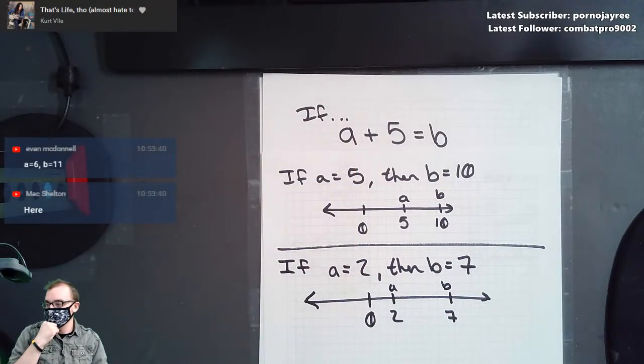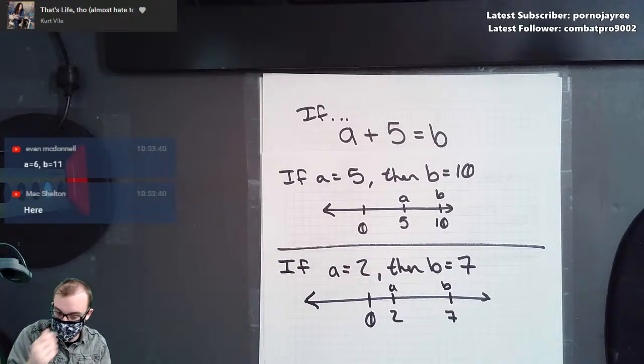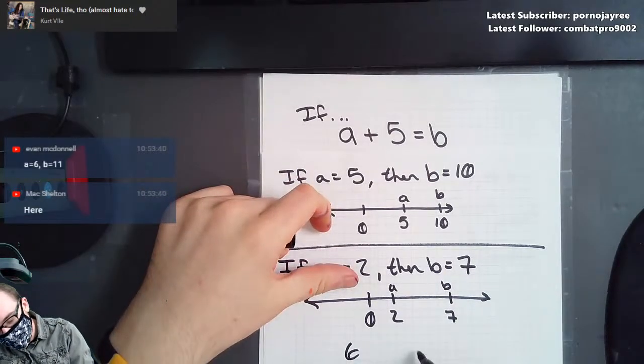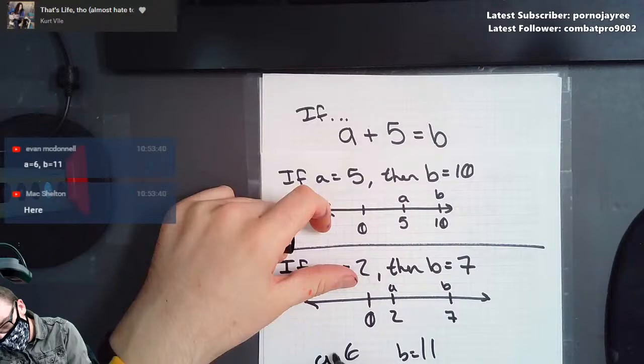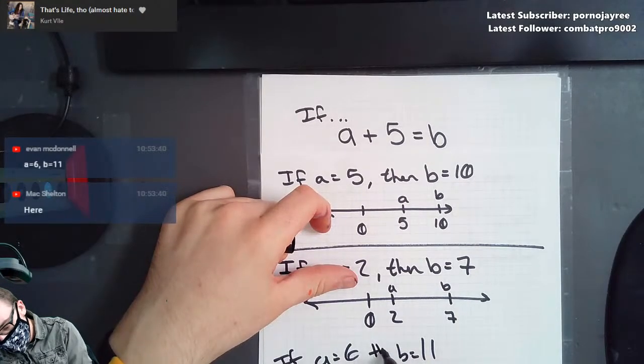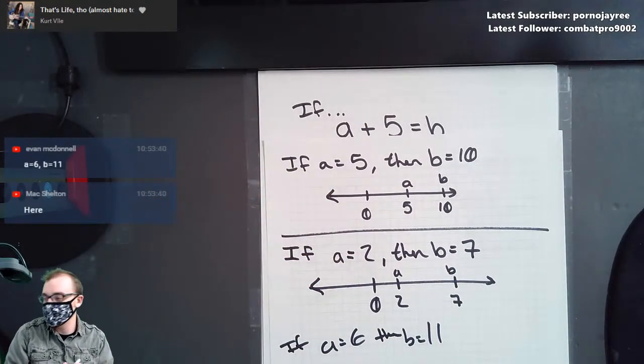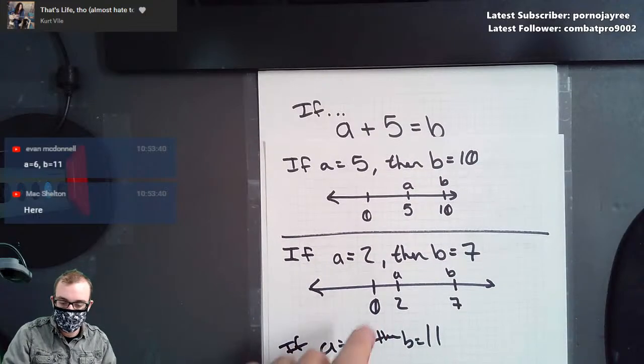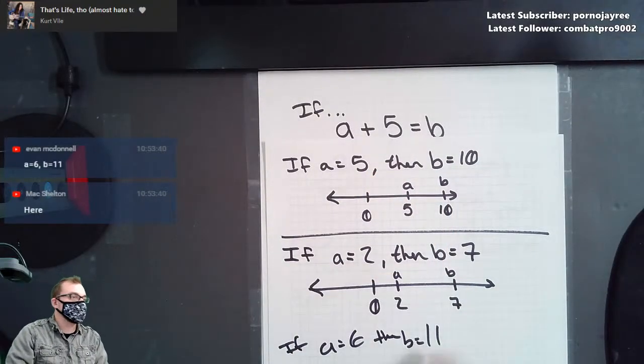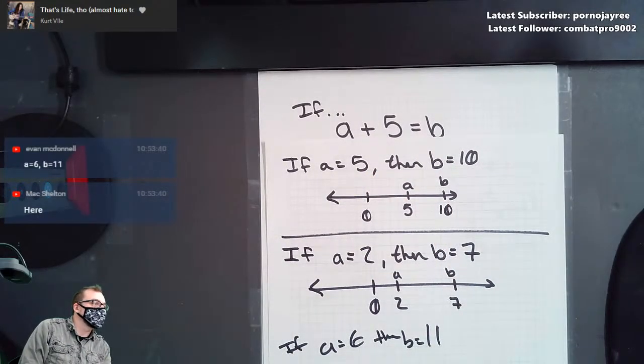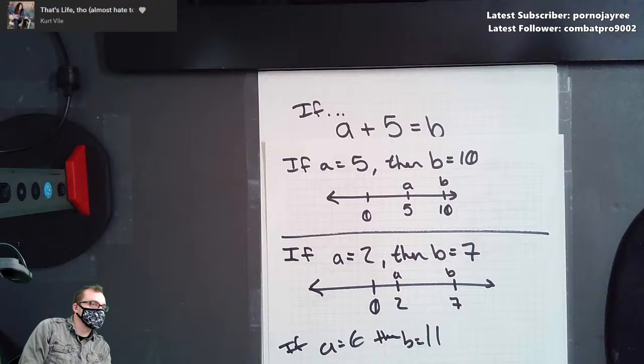What do you notice about these numbers? A equals 6, B equals 11, right? We can go on and on. We've got 6, you've got 11. On and on and on. What do you notice about these numbers? 5 and 10, 2 and 7, 6 and 11. They have a distance of 5, don't they?